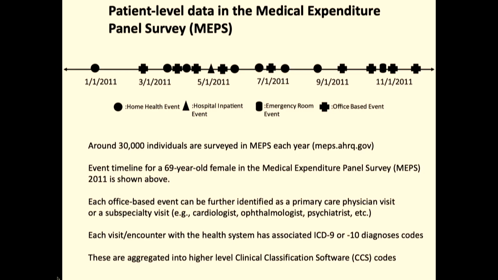And so therefore, we use something called clinical classification software, which is also the Agency for Healthcare Research and Quality's software. And we use these clinical classification software codes to find out what combination of chronic conditions this person had in that year. Okay. So we do this for every individual. We identify all their encounters, the ICD-9, ICD-10 codes, and then find out what chronic condition combinations each individual has.